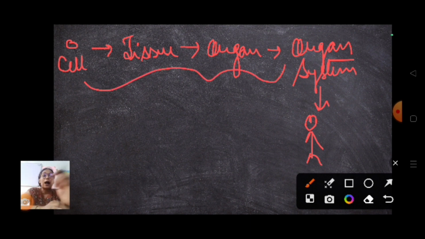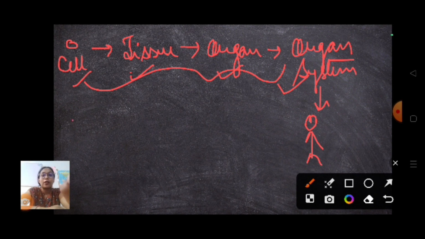Okay, and the next point is why it is called the functional unit. We know that cells are of different types, and we know that tissues are also of different types, organs are also of different types, organ systems are also of different types.